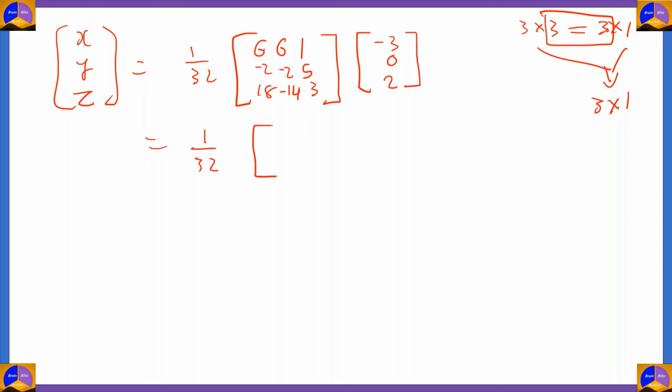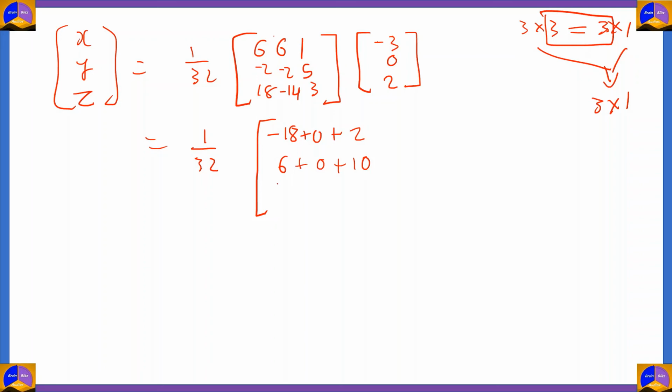So how do we do it? 6 times minus 3, that is minus 18, plus 6 times 0, that is 0, plus 1 times 2, that's 2. So this is one term. Next term. And then moving on to the second multiplication. So second row times this matrix. Minus 2 times minus 3 is 6. Minus 2 times 0 is 0. Plus 5 times 2 is 10. So that is the second element.